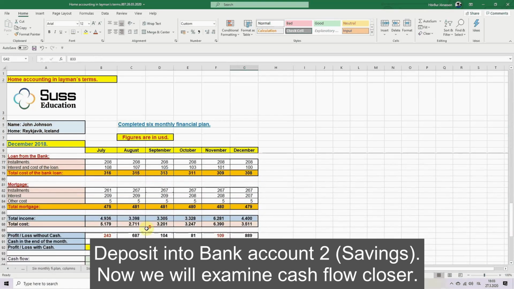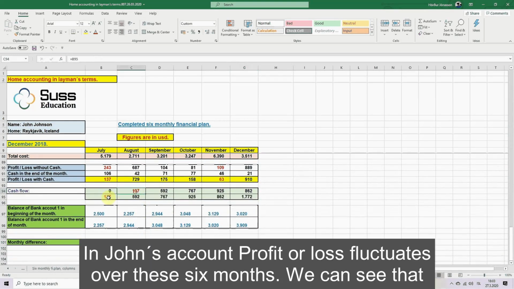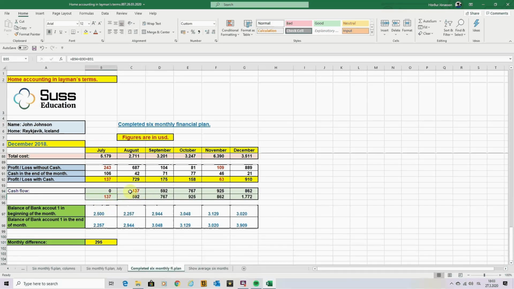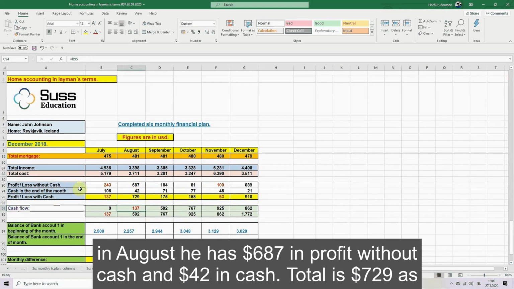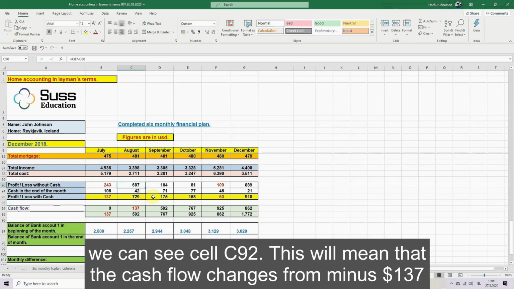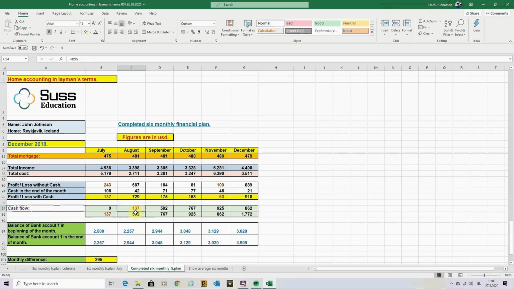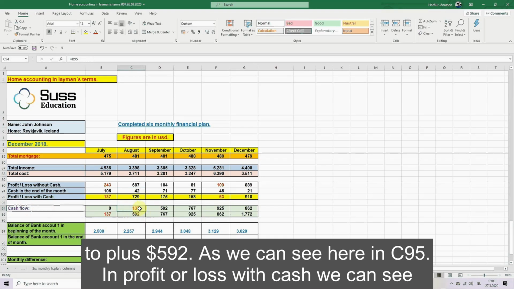Now we will examine cash flow closer. In John's account, profit or loss fluctuates over these months. We can see that in August, he has $687 in profit without cash and $42 in cash. Total is $729, as we can see in cell C92. This will mean that the cash flow changes from minus $137 to plus $592, as we can see here in C95.